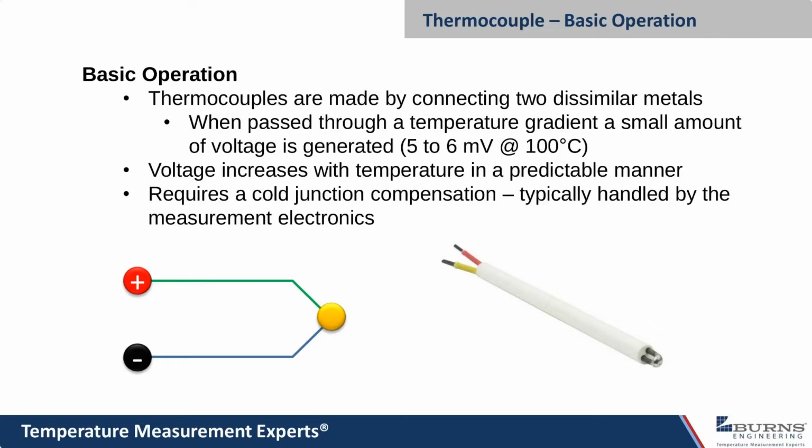They can be run actually exposed to the process. If you're measuring air temperature, an exposed junction thermocouple can respond very quickly. They also have the advantage of being made in really small sizes. The wires we show here are probably about an 8 gauge wire, but you could go all the way down to, I've seen some of these, 10 thousandths diameter wire to make them.